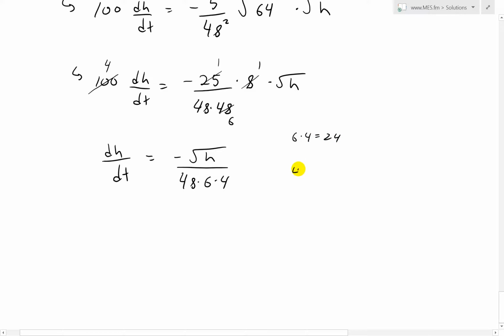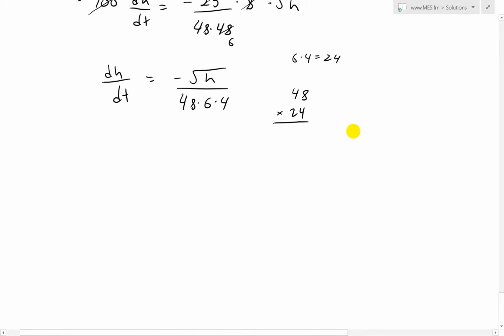And then what we end up having here is 48 times 24. Well, this is just multiplication. You can put this in a calculator, but I'll just do it by hand, just exercise my multiplication skills.